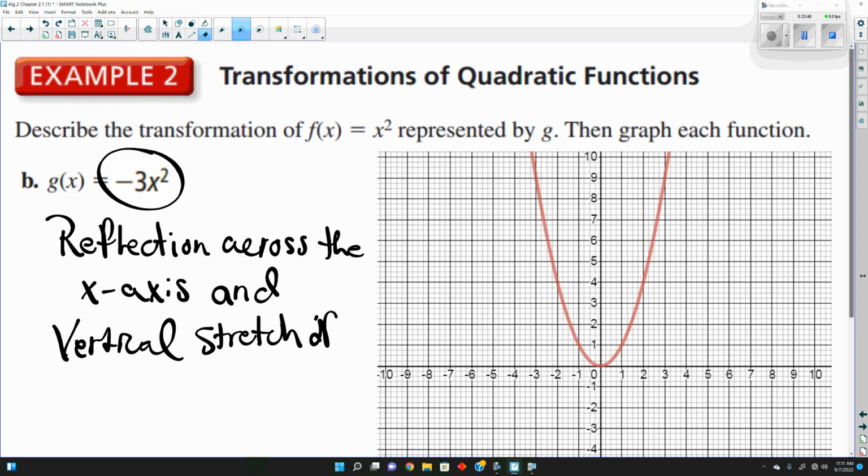Of 3. Because when it's outside the parentheses, it's exactly what we think. Of 3. The negative is the reflection. The 3 is our stretch or shrink. The reflection's the only one we don't have to give a unit or amount for. But vertical stretch or shrink, horizontal stretch or shrink, moving it up, moving it down, moving it left or right, we have to have an amount for all of those. Questions on this here?